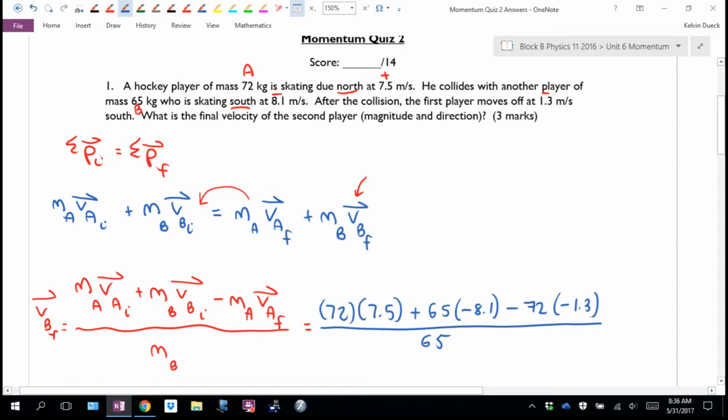These two are having a head-on collision. Yes? Alec, what's the mass of the first hockey player? 72. Really close to 70. What's the mass of the second hockey player? 65. Really close to 70. They have roughly the same mass. What's the speed, not the velocity, just the speed of the first player? 7.5. What's the speed of the second guy? 8. Also really close. You know what? They have roughly the same momentum.